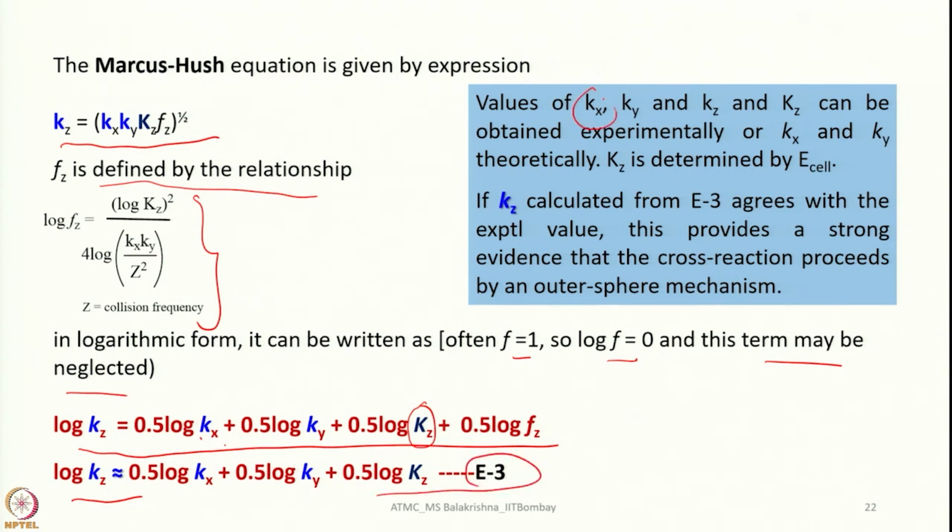The values of kx, ky and kz, rate and equilibrium, can be obtained experimentally, or kx and ky can be obtained theoretically, and Kz is determined by E cell. If kz calculated from this value agrees with the experimental value, this provides strong evidence that the cross reaction proceeds by an outer sphere mechanism. So this is all about the Marcus-Hush equation and its utility in cross examining a reaction to confirm whether it follows an outer sphere mechanism or not.